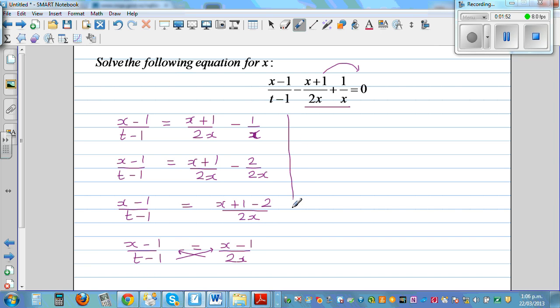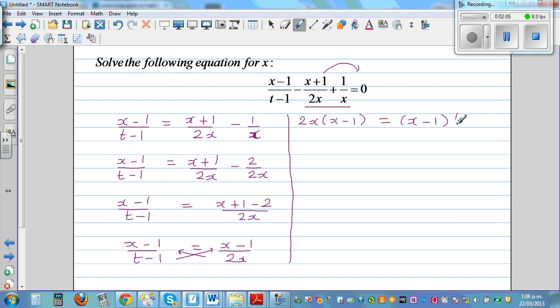I'm going to do this here. So if you cross multiply, you'll get 2x times (x minus 1) is equal to (x minus 1) times (t minus 1). Now, you should not cancel this x minus 1, you can't divide. You should not be dividing both sides by x minus 1. You can divide only when you know that x is not equal to 1. So in this case, if you divide both sides by x minus 1, you will have only one answer. And you should not do it because you don't know whether x is 1 or not. If it's given that x is not equal to 1, then you can divide.